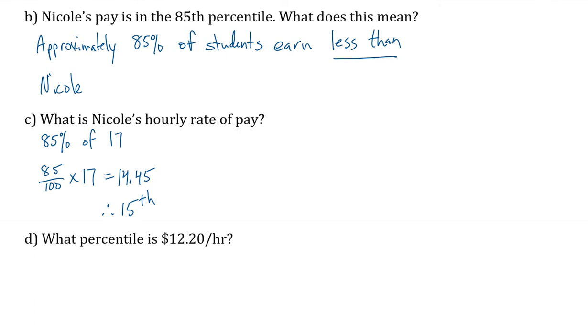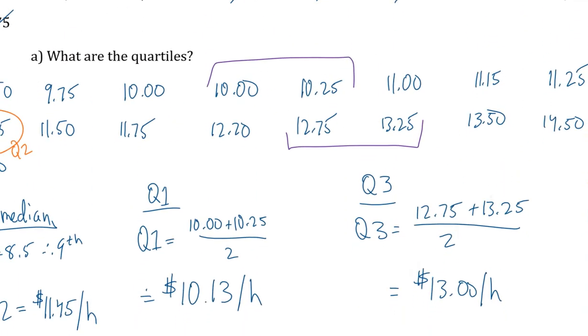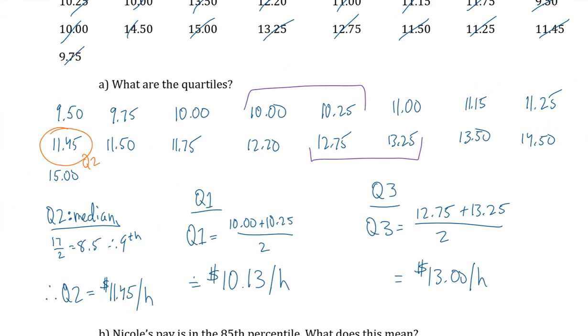So she's the 15th. So now I count to find the 15th. So I've got 8. 16 takes me to the end of this row. So the 15th, that's Nicole, 1350.